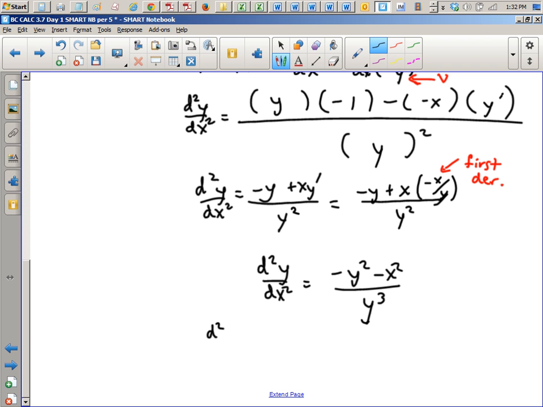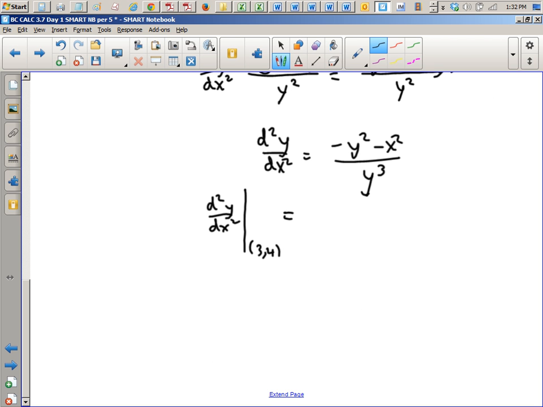Okay, so what is the second derivative at 3, 4? By the way, this is how we write that. Second derivative at 3, 4 would be negative 16 minus 9 all over 64. So the answer is negative 25 64ths. Okay, so first thing I did was I used implicit differentiation. I got a derivative, and then I took the derivative of that.